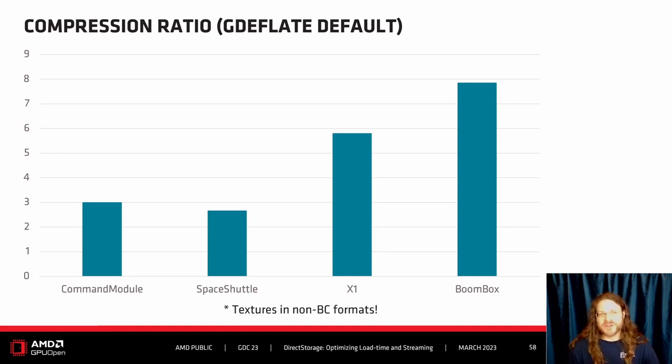So what kind of compression ratios are we receiving when we use the default compression level for GDeflate? Well, on the command module, it was about 3x, and the Space Shuttle, about 2.8. And for X1, it's about 6, and for Boombox, it's a bit more. But it's important to note that these textures were not in BC formats, or block compressed formats, and so your compression ratio may be lower if you use BC formats. However, the advantage from using data compression, or GDeflate compression, is not necessarily defeated. It may not be as great.